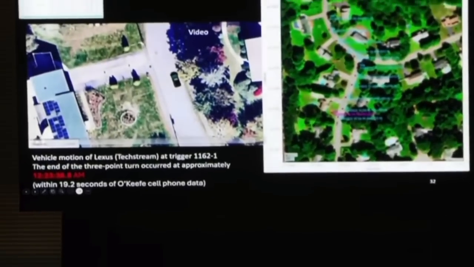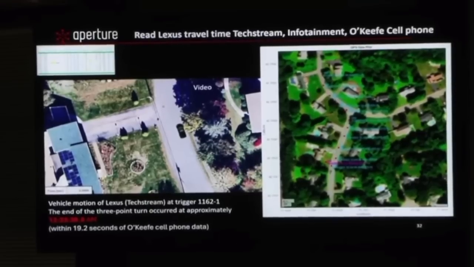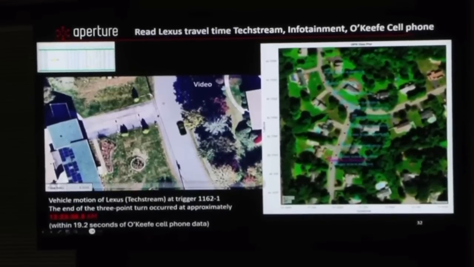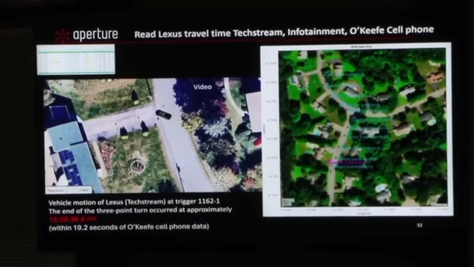So I think we left off here. So that's 1162-1. So what we have is the original cell phone data on the right-hand side. And from that text stream data, we have whether it's going forward, we have the speeds, and we have the steering angles. So from that information, we ran a simulation to show you what the text stream data means. This is what the 10 seconds of data is.